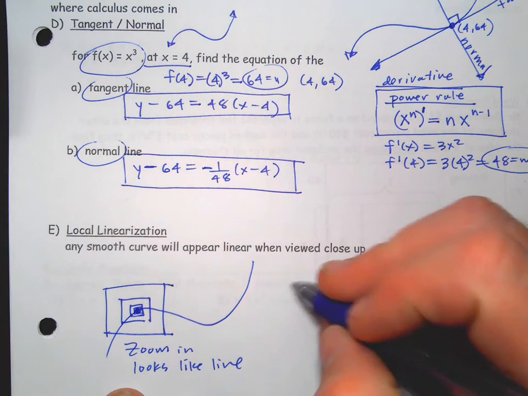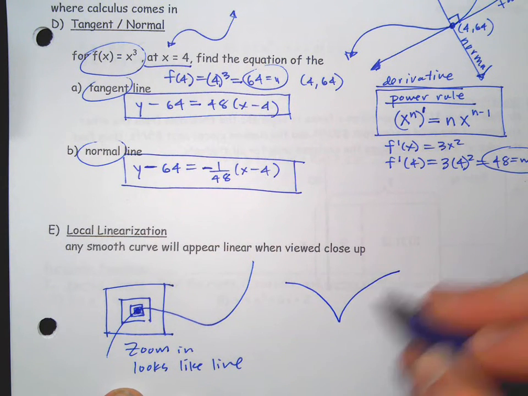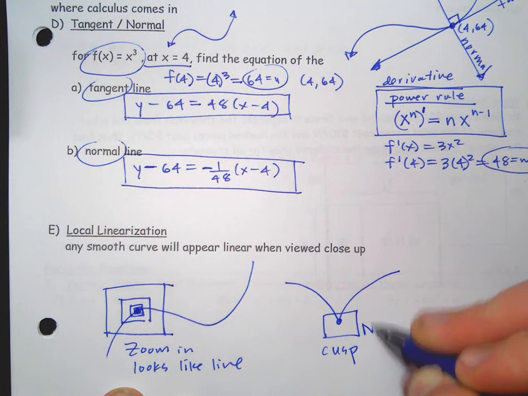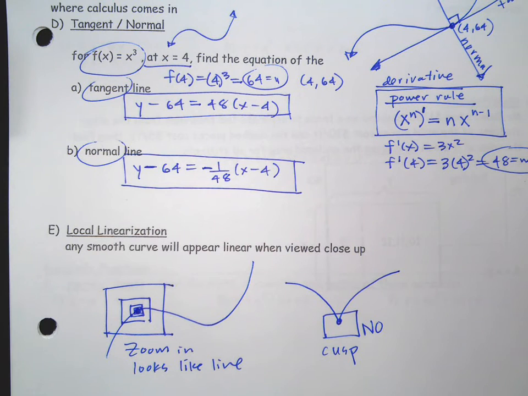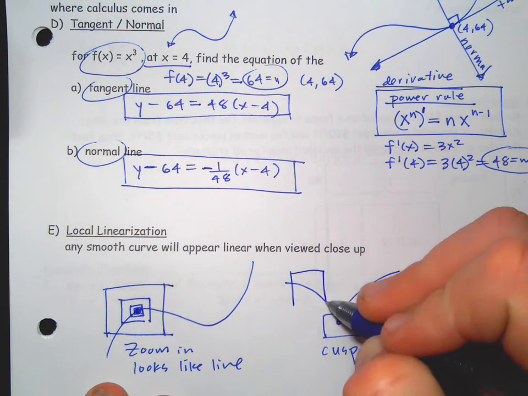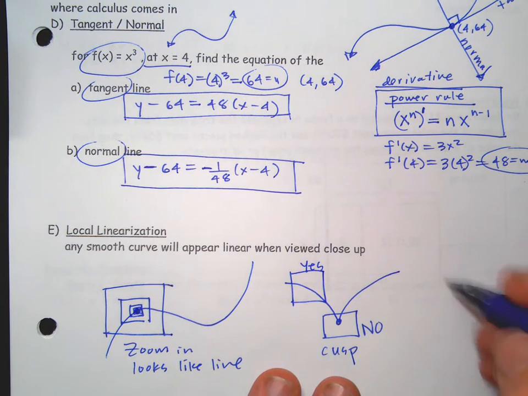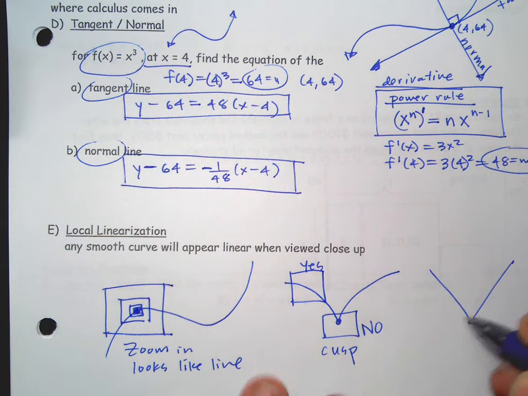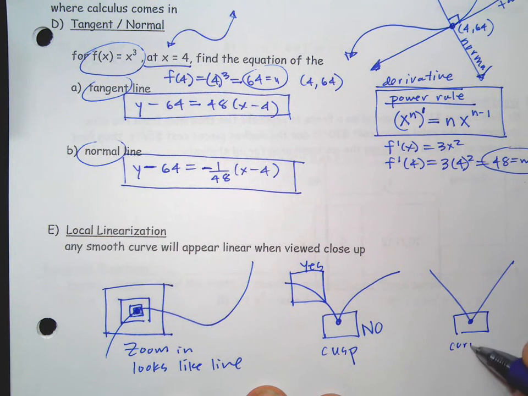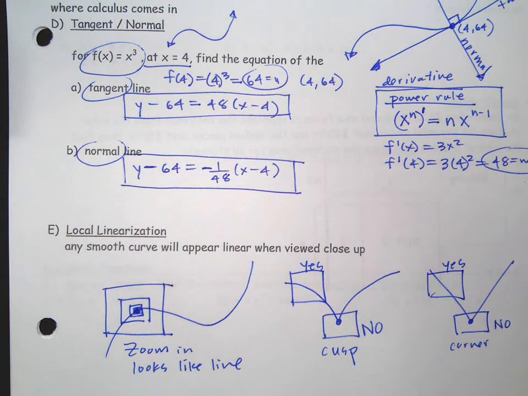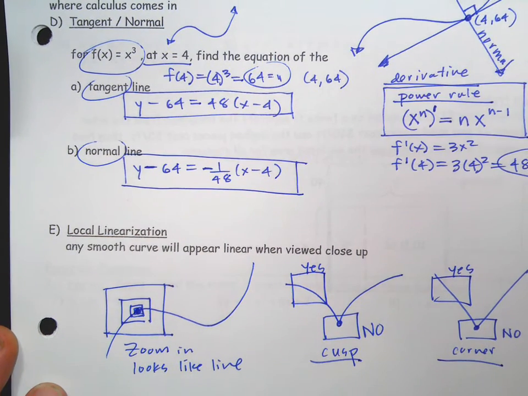Now, if a curve is not smooth, like right here, which we call a cusp, then no, it doesn't look like a straight line if you zoom in on that corner. It's going to be a corner. But other parts of it will still look like a smooth curve. So if it has a problem somewhere, then at that place, no. Or a corner, like an absolute value graph, if you zoom in, then no, it's not going to have that quality, but anywhere else it will. So anyways, that's an important idea that we'll be making use of later.